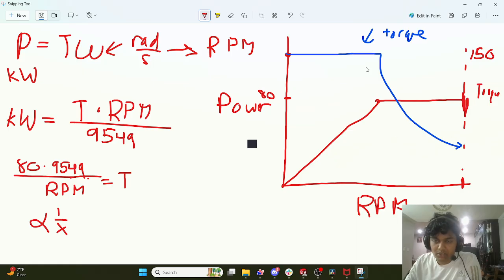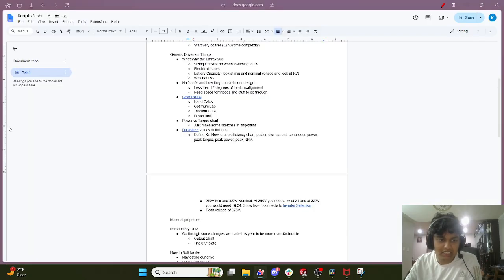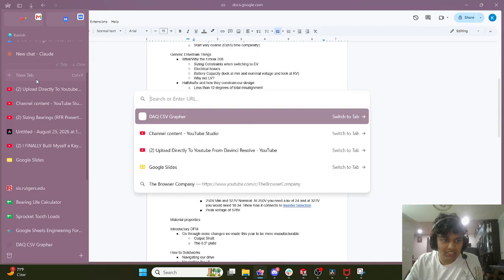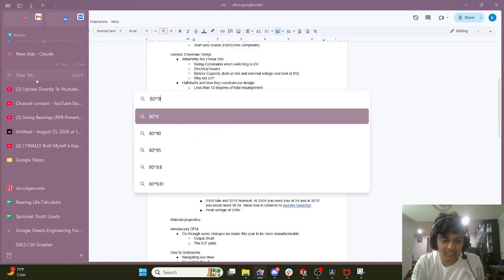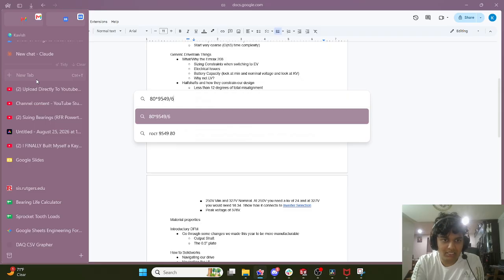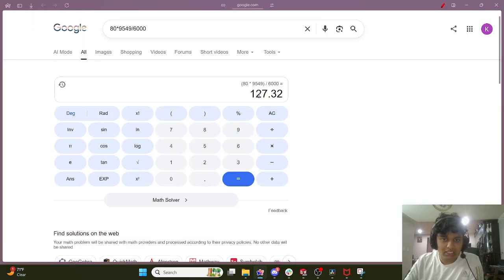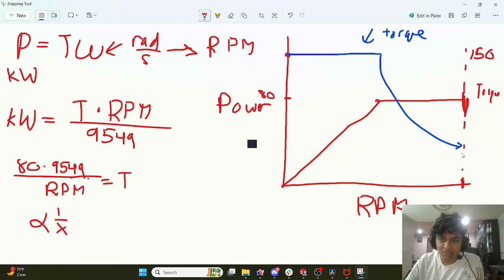And so what is our torque at 6,000 RPM? Well, we'll just solve that formula. So 80 times 9,549 divided by 6,000. So our end torque is 127.32 newton meters, right? And so we drop to that.